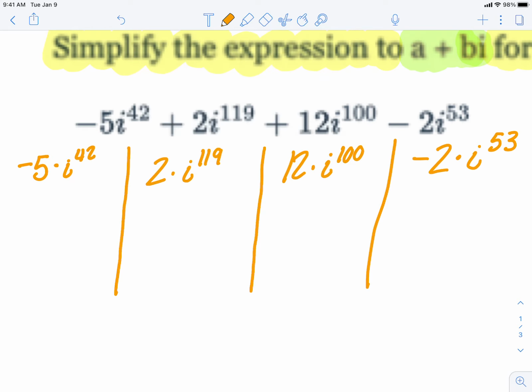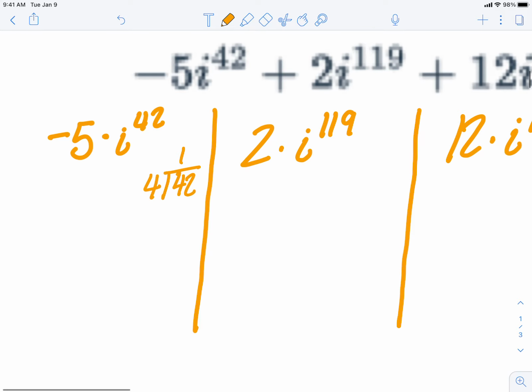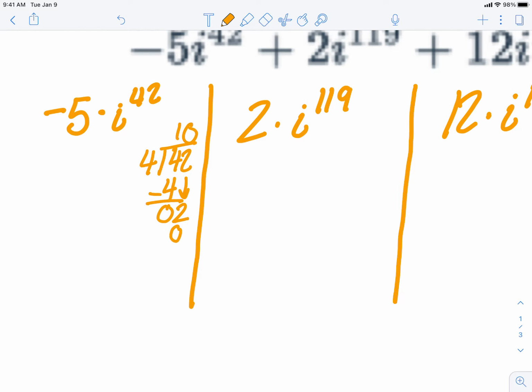So I'm going to take each exponent, and just like I did in the prior problem, I'm going to divide by 4. So I'm going to take 42, and I'm going to divide it by 4. 4 goes into 4 one time. 4 times 1 is 4. 4 minus 4 is 0. Bring down my 2. 4 goes into 2 0 times. 4 times 0 is 0. 2 minus 0 is 2. And that here is my remainder, which means this is my new exponent, right? My i to the 42nd became i squared.